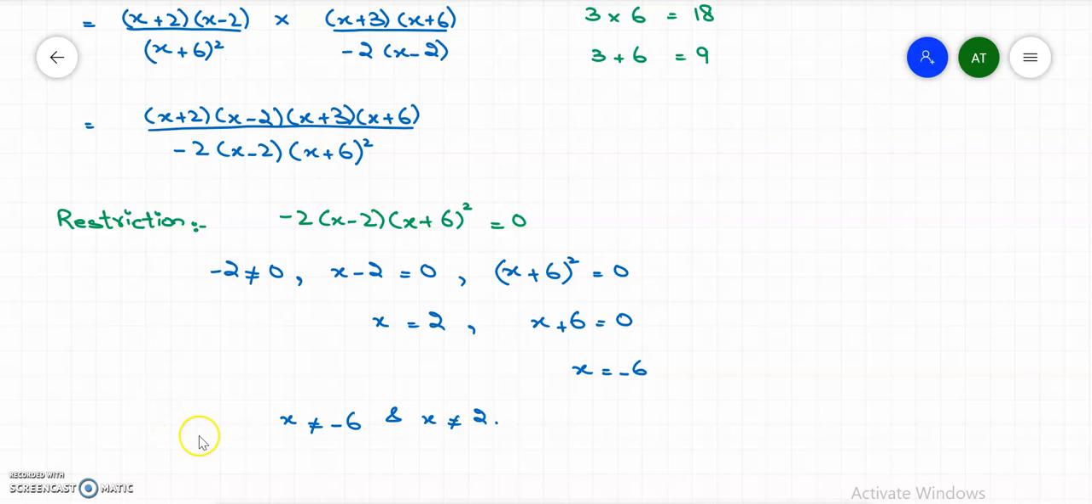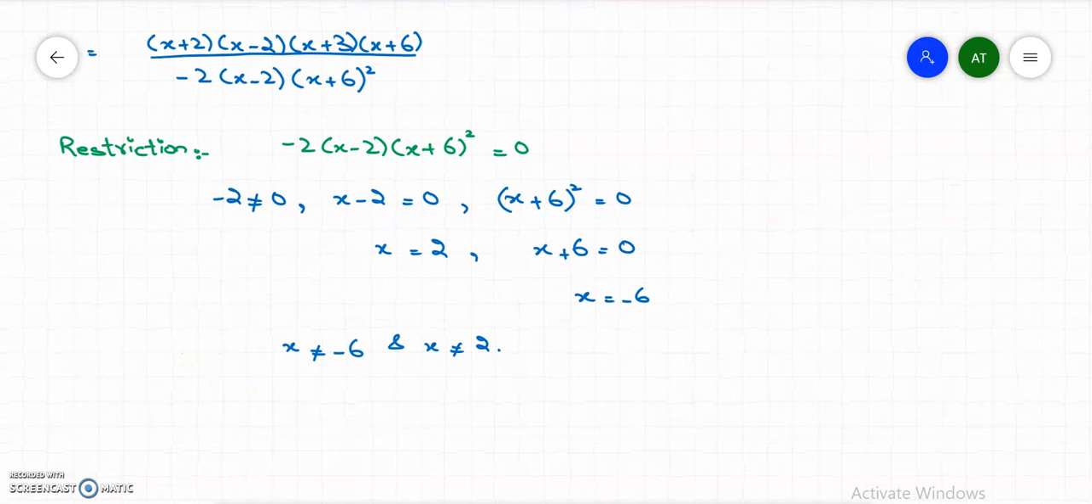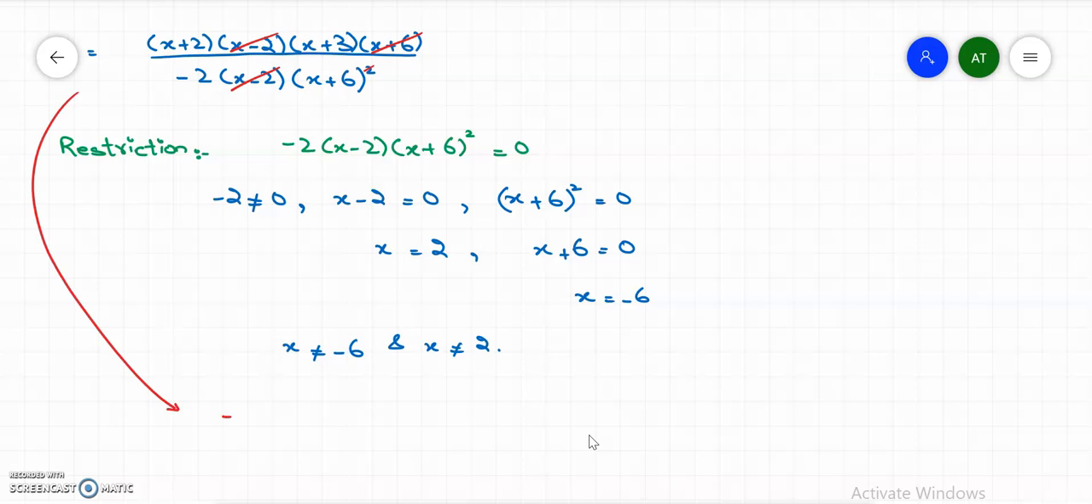Okay, let me simplify after cancelling the like factors. So we can cancel x plus 2 and x plus 2, and x plus 6 and x plus 6. And the simplified form we have got is x plus 2 into x plus 3 over negative 2 times x plus 6. That is the simplified answer for the A part. Let me move to the B part.